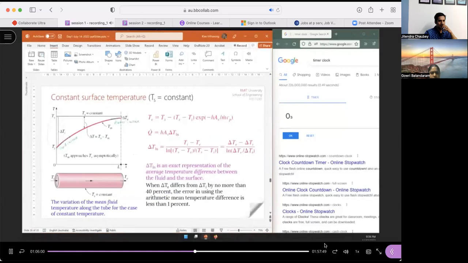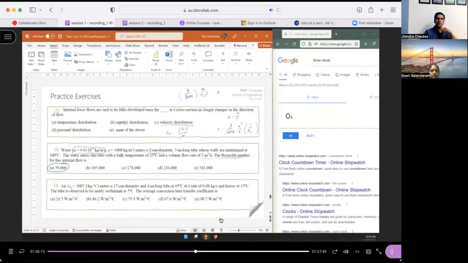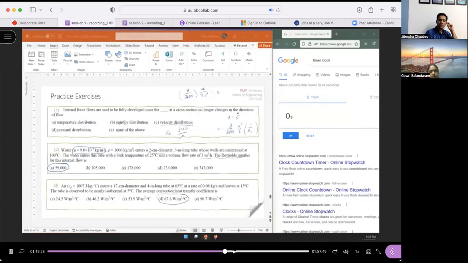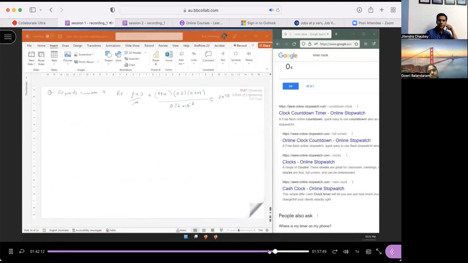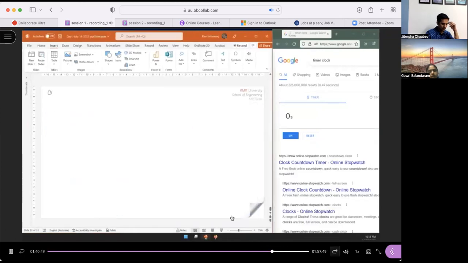If we go back and see, with the constant surface temperature, we need to use our log mean temperature difference. So in this, let's draw this out. This one is question number 3, right? Characterize the flow. So find out what the Reynolds number is.